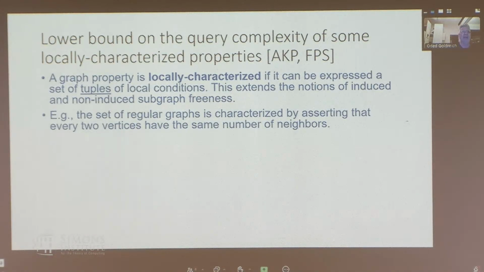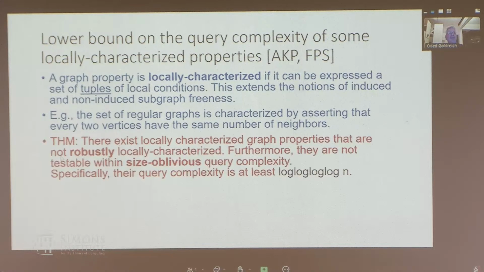Okay, so let me just make the connection. Basically, the reason that they constructed this graph is in order to show the following theorem, that there exists a locally characterized graph property. So now we are talking about graph properties, and that's a well-known object. There are examples of it, like, for example, subgraph freeness or induced subgraph freeness are locally characterized, of course, but there are more than that. So there are graph properties that are locally characterized, but not robustly locally characterized. The robustness is a notion that Madhu and Ronit were using, Rubinfeld and Sudan.